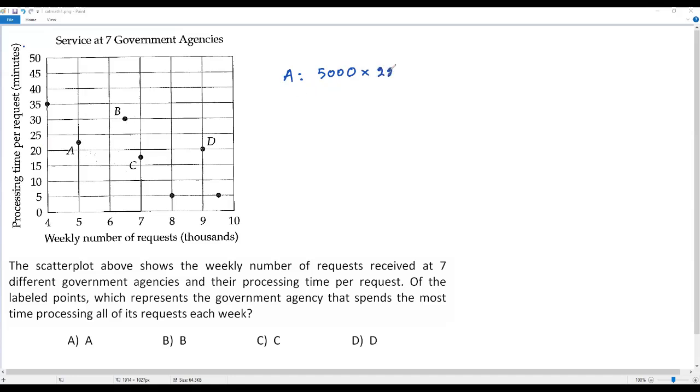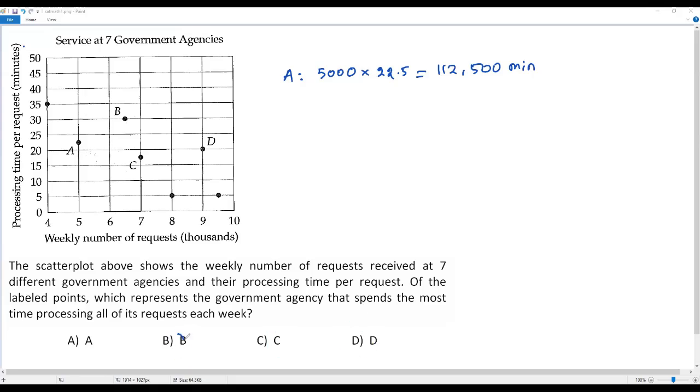Let me write over here. Now I multiply the number of requests received by government agency A each week by the processing time per request, that is 22.5 minutes. When I multiply them, I am getting the total time to process all the requests received by government agency A. When I multiply these two values, I am getting 112,500. That is minutes. The total time taken by government agency A to process all the requests received each week is 112,500 minutes. The same process we have to do for government agency B, C, and D.